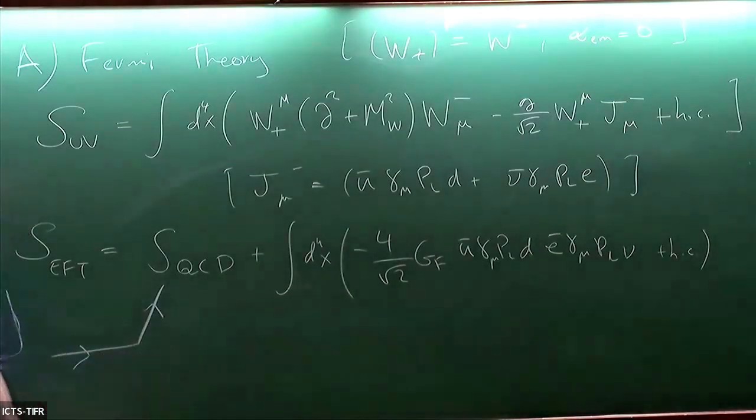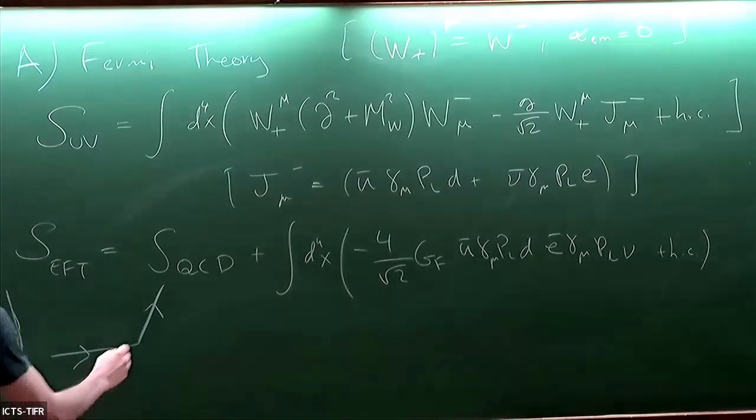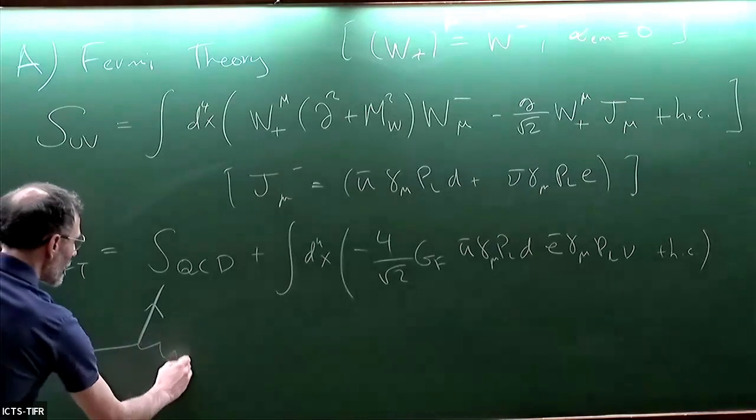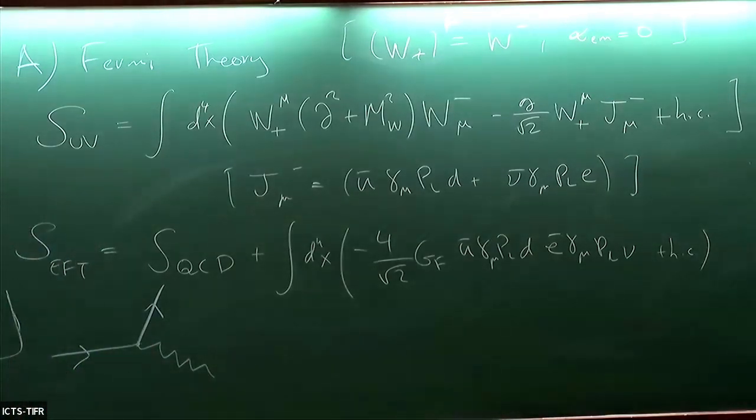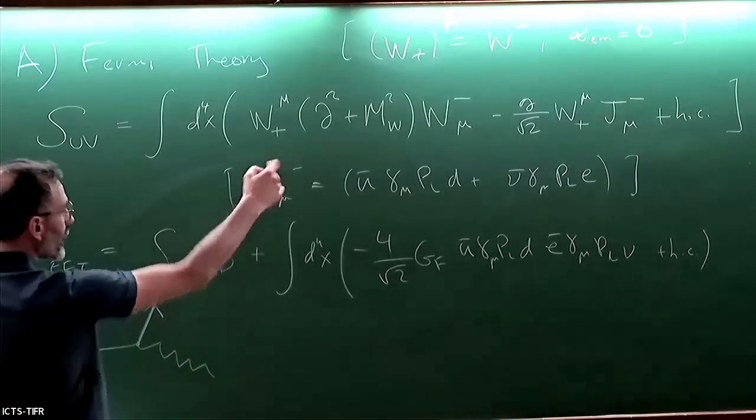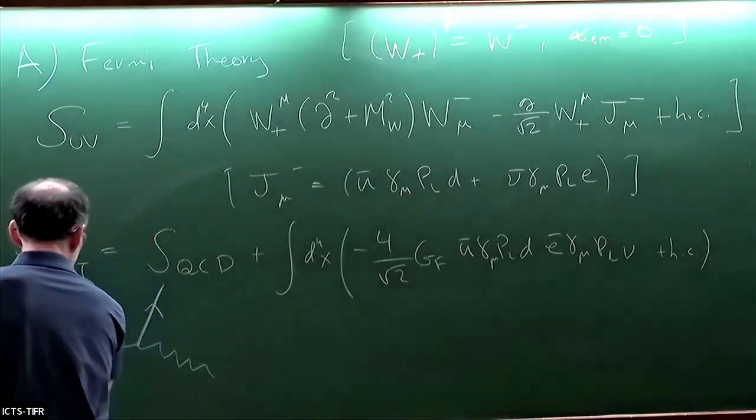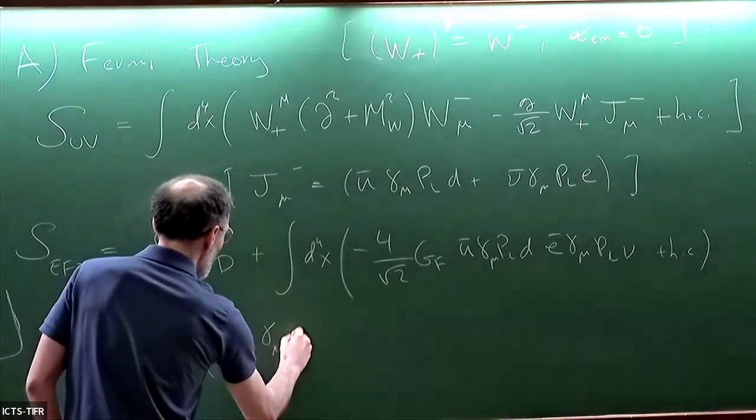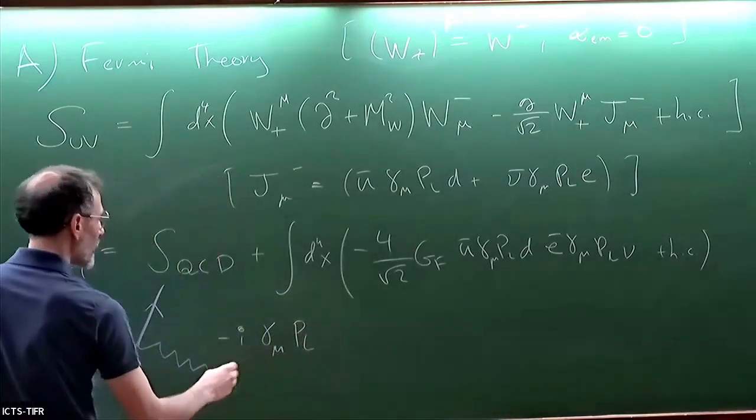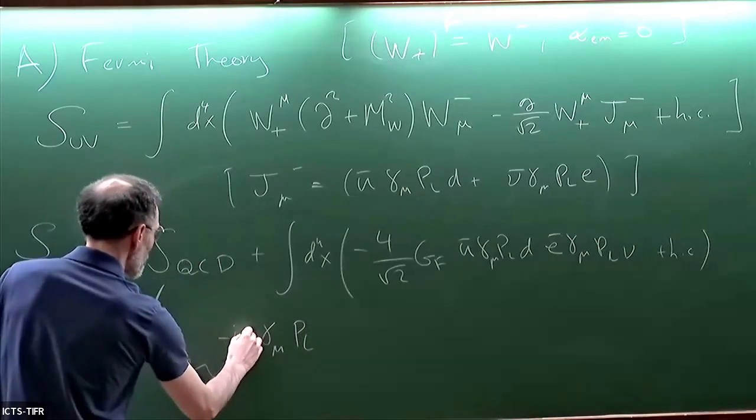The basic vertex for that UV theory is the coupling to a gauge boson, the W. And that vertex looks very much like the vertex in QED. With that convention, that will be minus i gamma^mu P_L, and the coupling out front is g over square root of 2.